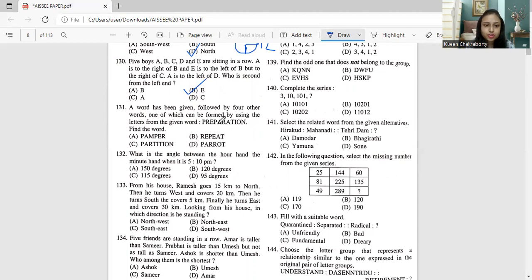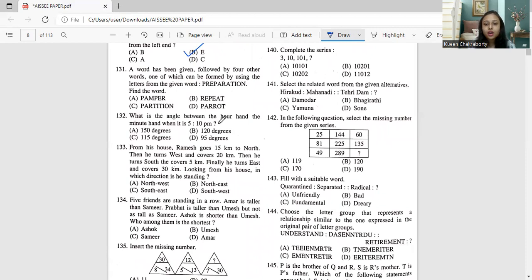Next, moving on to question 131. A word has been given, followed by 4 other words. Which of them can be formed by using the letters from the given word preparation? So let's read it out again. Preparation. The 4 other words given are pamper, repeat, partition, parrot. One of which can be formed by using the letters in the given word preparation.